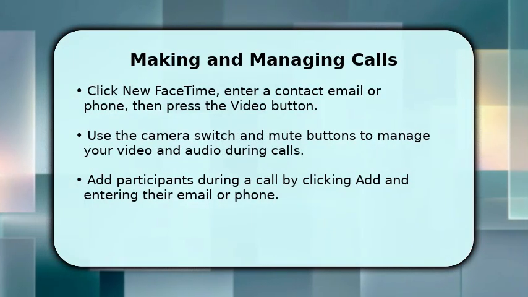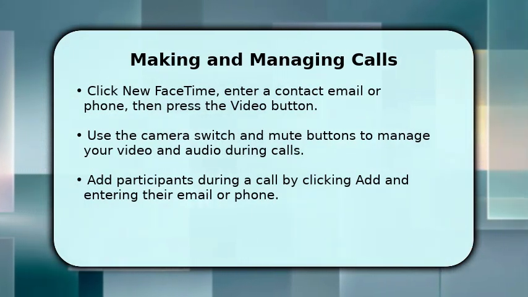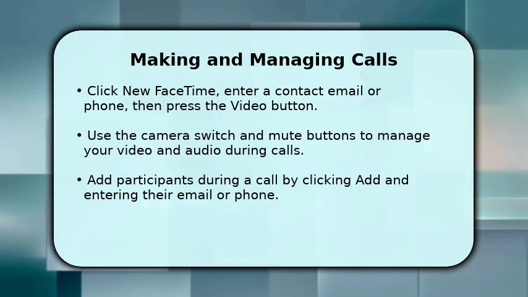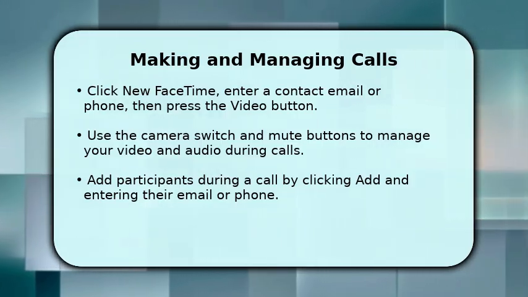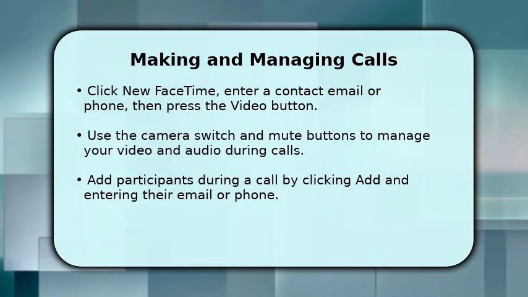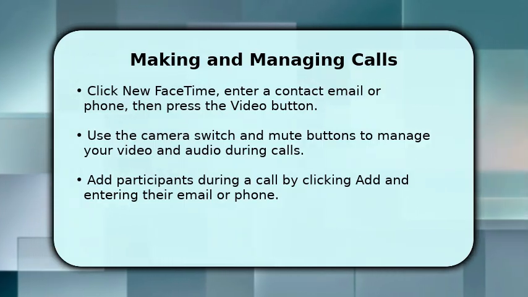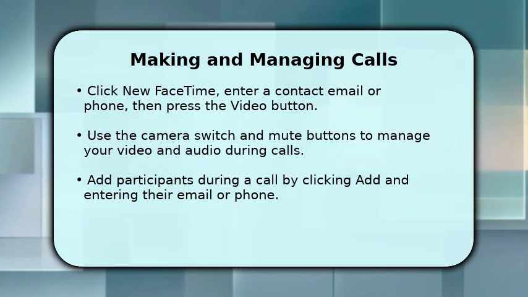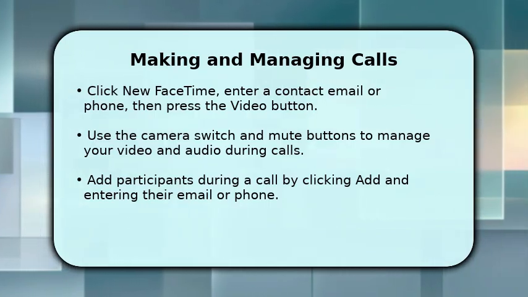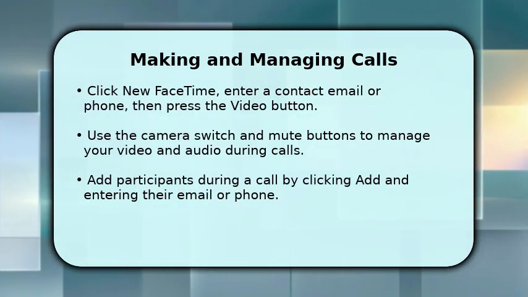Click New FaceTime, type a contact email or phone number, and press the video button. Wait for connection and see a ringing indicator while the other person answers. Use the mute button to turn off your microphone during any moment of the call. Toggle the camera button to switch between built-in and external webcams as needed.